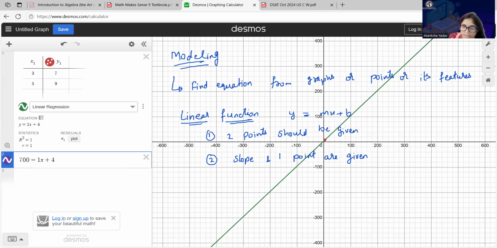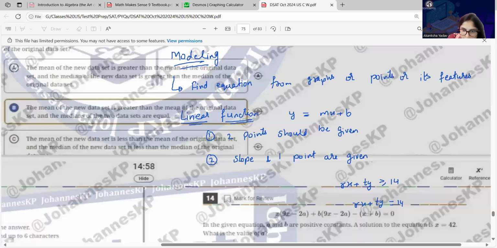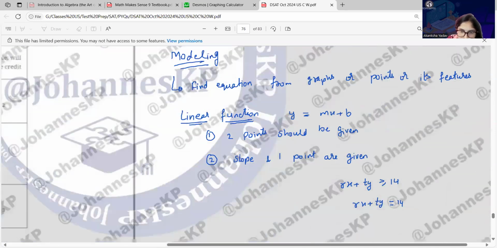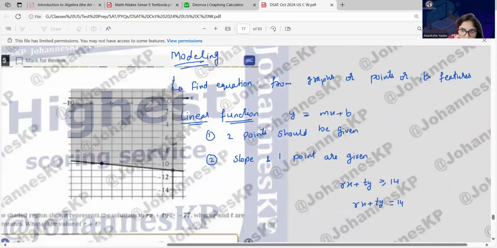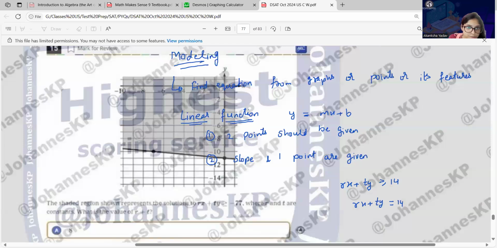Now, sometimes it's not necessary that the equation will be y is equal to mx plus b. For example, we were doing a question yesterday, which was of the form rx plus ty is greater than or equal to 14, right? So this was rx plus ty because we just want to know the equation of the line. We know it's going up. Inequality we can figure out later. First, we want to find the equation of the line. So over here, 2 points are given to you. Let me pull that question so that we can take that example as well. This rx plus ty is equal to negative 77.